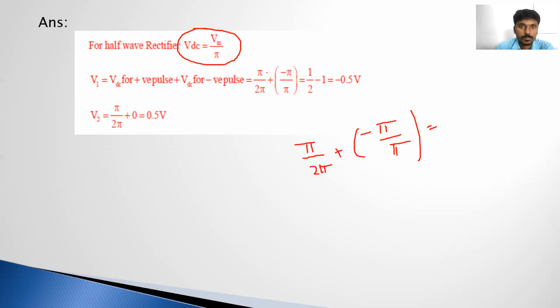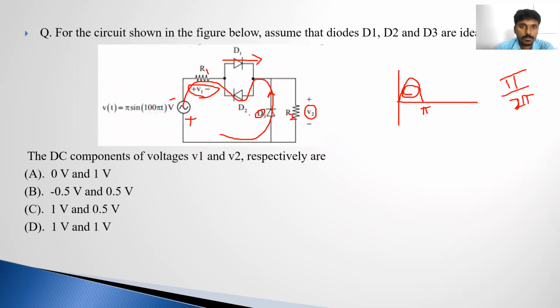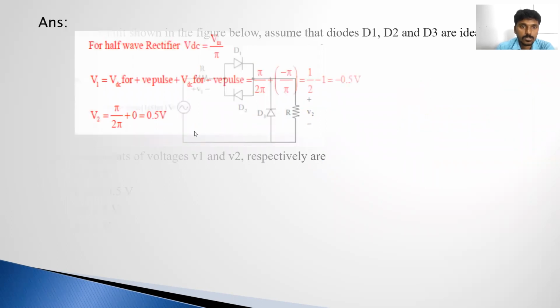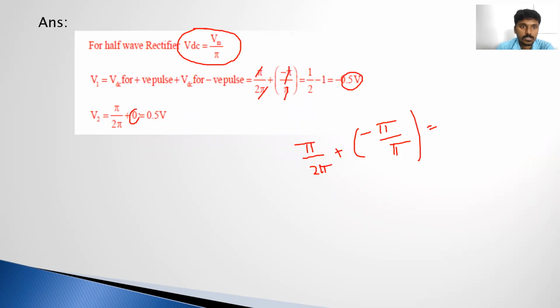Clear? So during the positive half cycle, pi by 2 pi minus pi by 2 pi, the pi will be cancelled. So 1 by 2 minus 1 is equal to minus 0.5. So during the negative half cycle of the supply voltage, this D3 conducts. When D3 conducts, whatever voltage exists across this circuit will become 0. That's why we have written the 0 here.